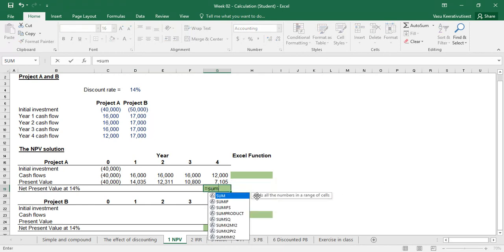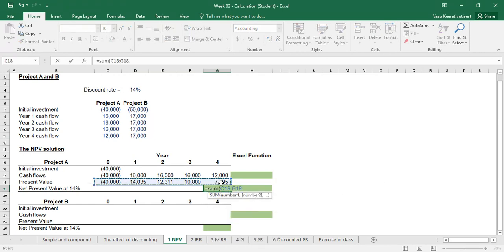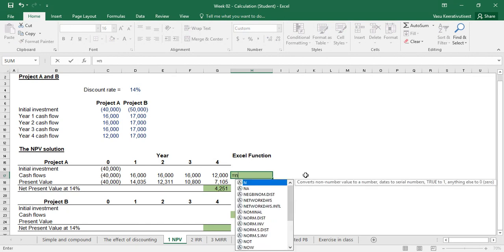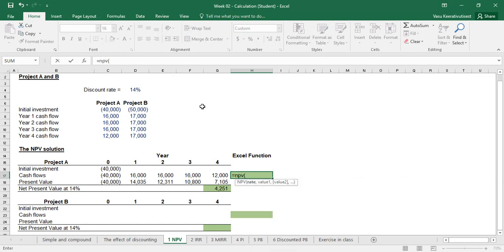So I need to sum them together. Here is the net present value for the first project. The Excel function helps us make it easier. It is equal to NPV, open parenthesis, discount rate, comma, and you select the future cash flow like this, close parenthesis, and then plus the initial investment. Since the initial investment is a present value already, there is no need to discount it once again.